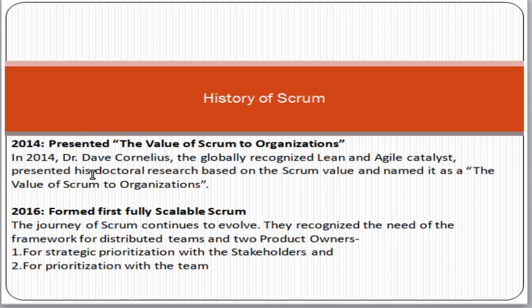Then in 2014, Dr. Dave Cornelius, the globally recognized lean and agile catalyst, presented his doctoral research based on Scrum values and named it The Value of Scrum to an Organization. In 2016, the journey of Scrum continued to evolve. They recognized the need for the framework for distributed teams and for product owners, for strategic prioritization with the stakeholders, and for prioritization with the team. So in 2016, Scrum became scalable and more stable, and organizations started finding it very useful and using the concept of Scrum.